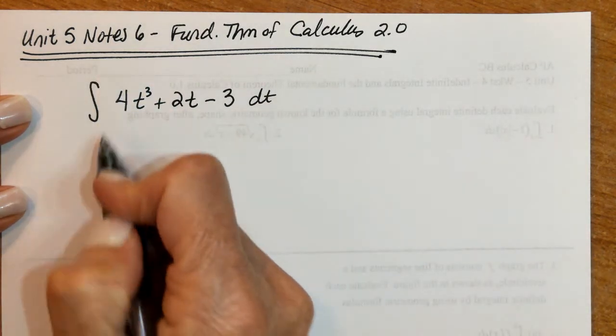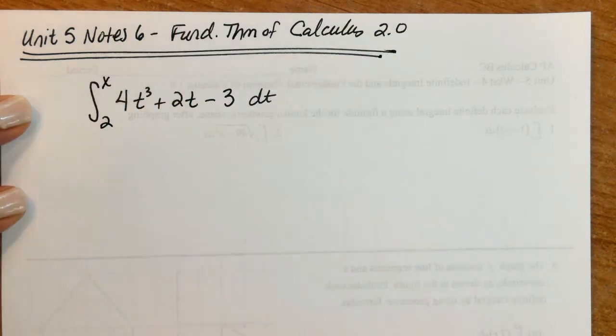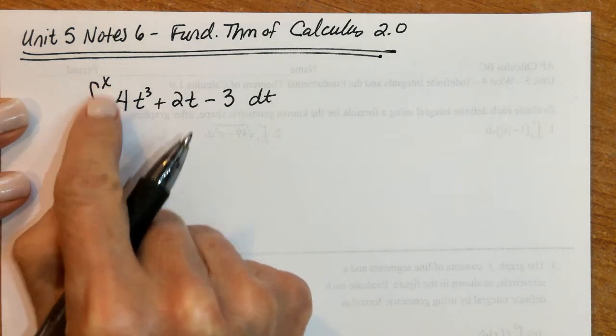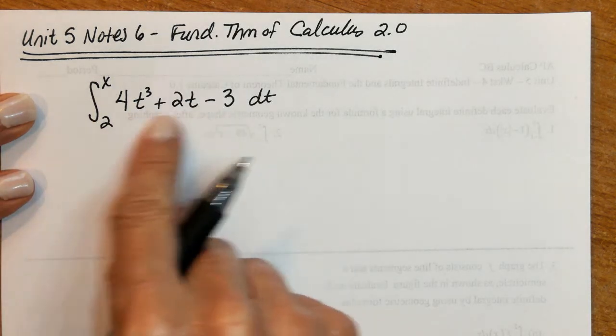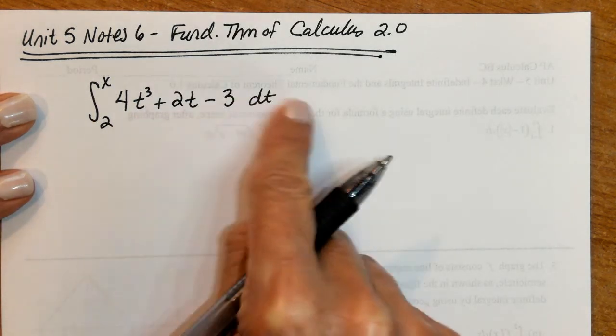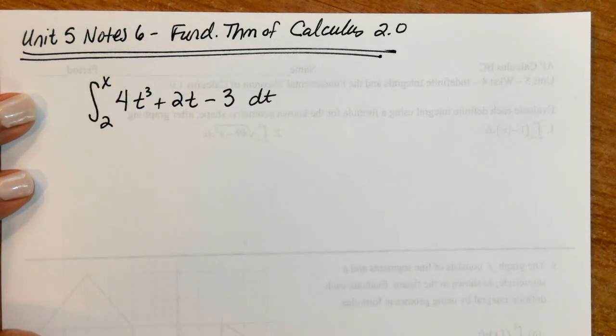I'm going to put some boundaries on here. I'm going to go from 2 to x. Okay? Yeah, we could have a variable up here. That's not a problem. I'd like to go ahead and find this definite integral. Do you agree that my answer is going to have an x in it? Because we're going to find the antiderivative and then we'll be putting x in place of the t's. So my answer here will have an x in it.